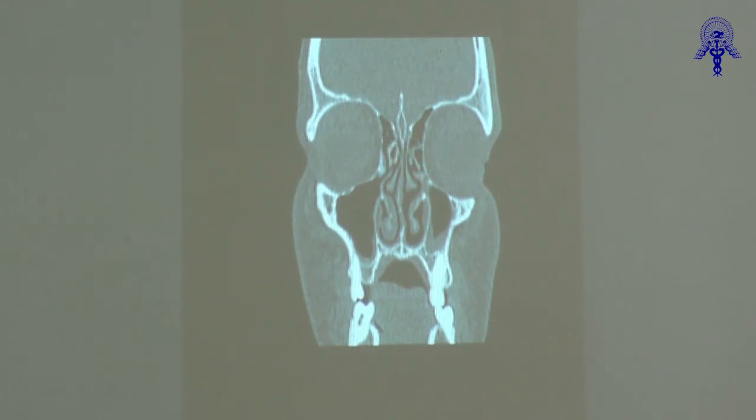Can anyone tell me what are the attachments of the middle turbinate? Three parts. Then only we can read the scan better.